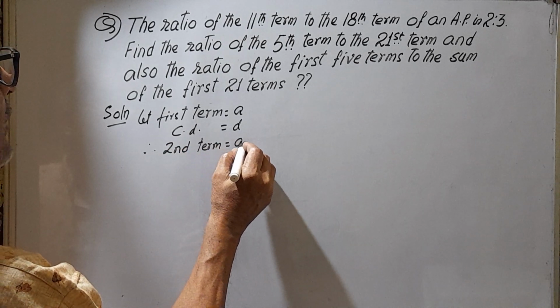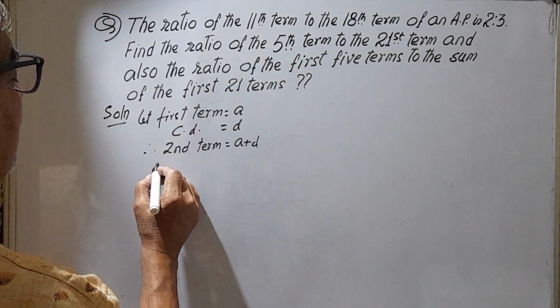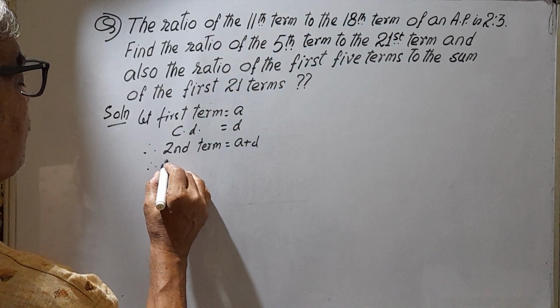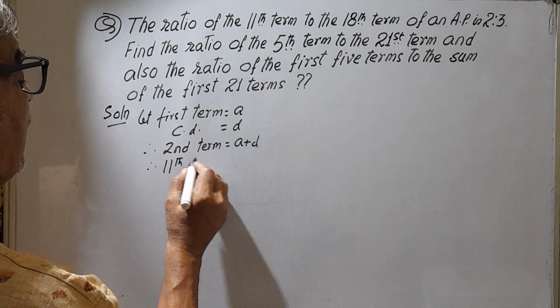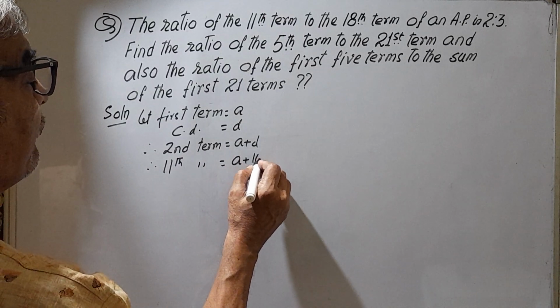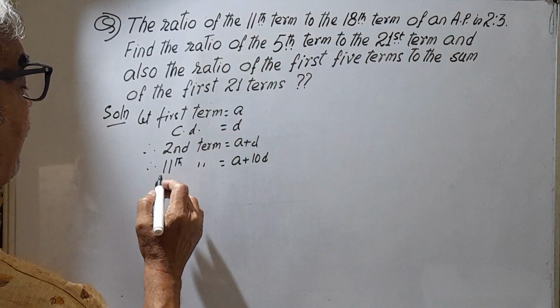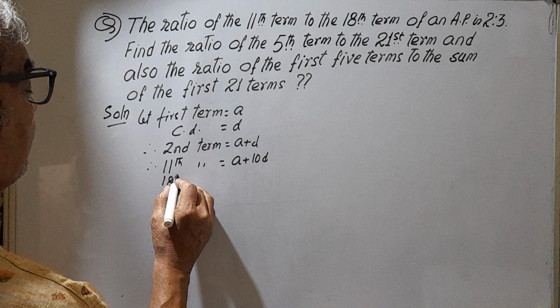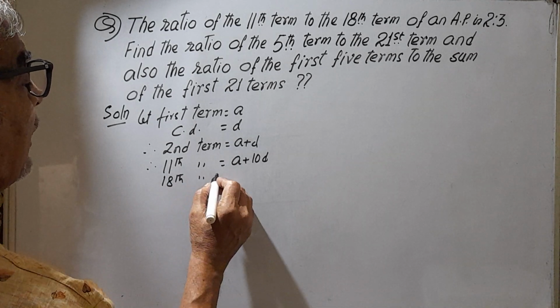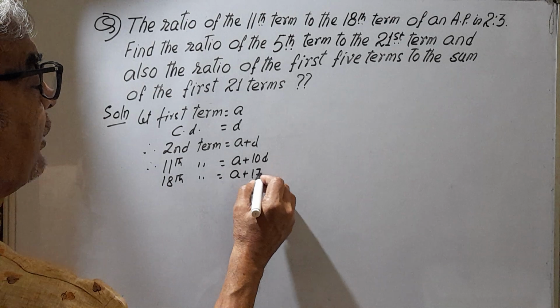Second term equal to A plus D, like that the 11th term. Therefore 11th term equal to A plus 10D. Clear? In the same way, 18th term equal to A plus 17D.